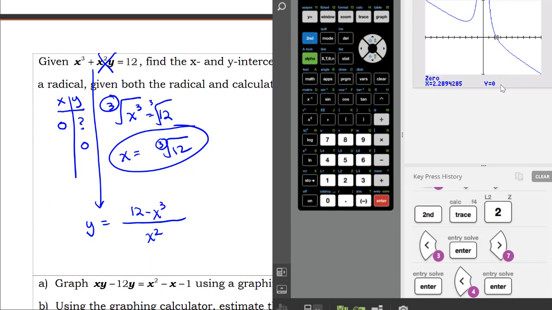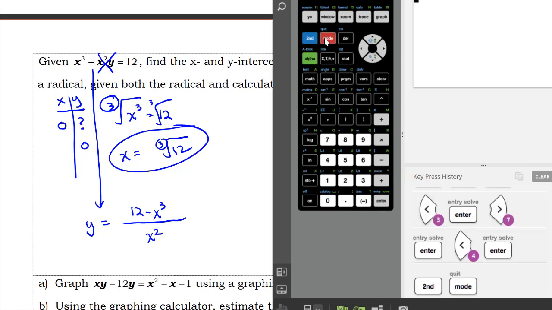And look at where y is. 0. And here is the x-intercept. Do you think it's perfect? Or do you think more numbers follow this? More numbers follow. Because let's go back here. Who was the x-intercept? Cube root of 12. Let's see.